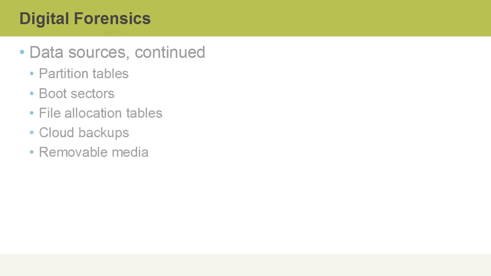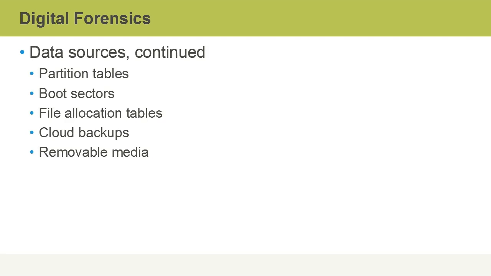Other data sources include disk partition tables, the contents of boot sectors, and file allocation tables, which are used for every file system on a disk partition. Things like cloud backups might be used. So if we seize a suspect's mobile phone, for example, there might not be anything incriminating on it, but if we track its access to cloud services, there might be something that was backed up to the cloud that could be of value. And in some cases, cloud backups are automated, which might even be unknown to a suspect.